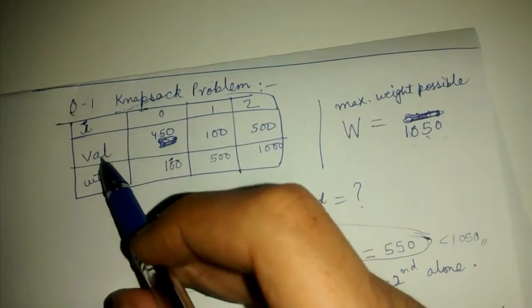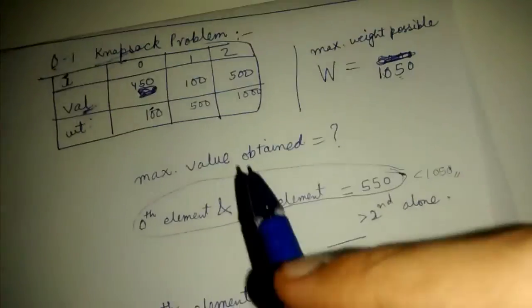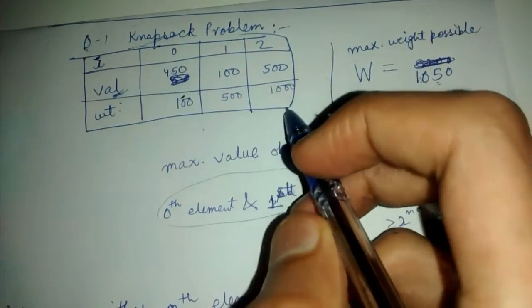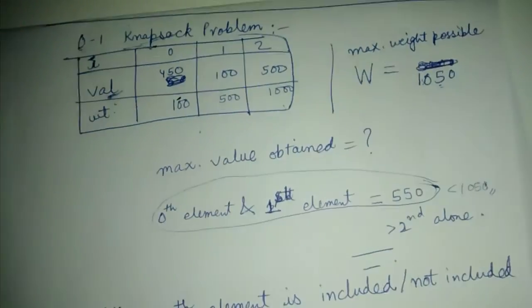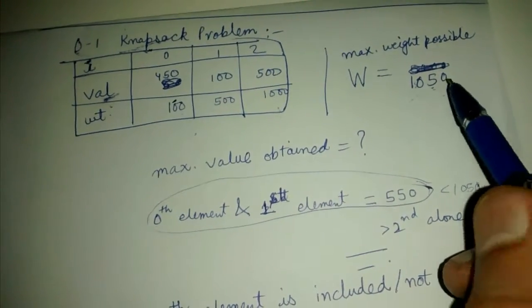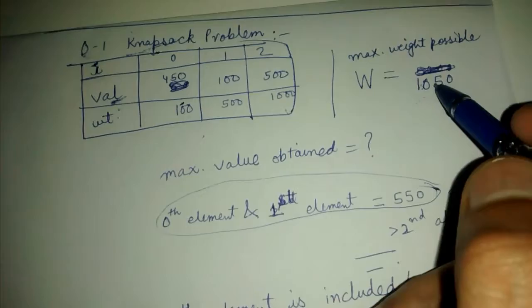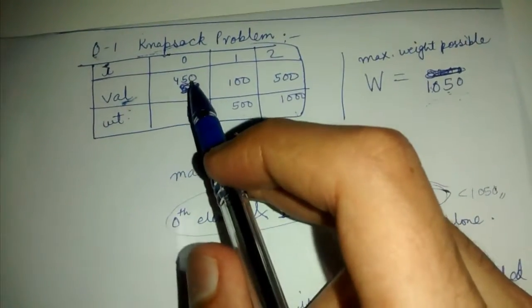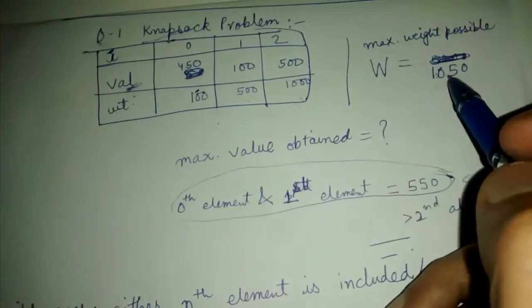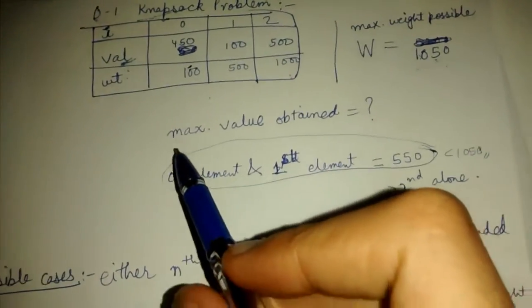The values of the elements, that is their market value, we can say, are 450 rupees, 100 rupees and 500 rupees. And the weights are 100 kilogram, 500 kilogram and 1000 kilogram, let's say. The maximum capacity of the bag is 1050 kilogram, which is way too much, I guess. So we can have so much weight in the bag, but our main aim is to maximize the value such that the weight is less than or equal to this maximum possible. So the question is, what is the maximum value obtained?